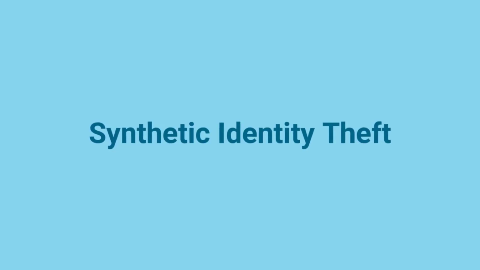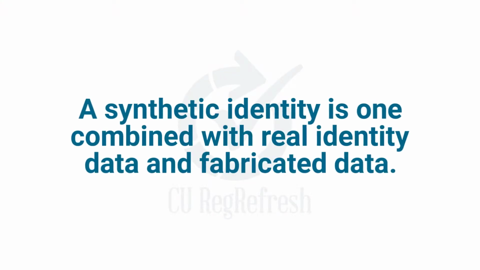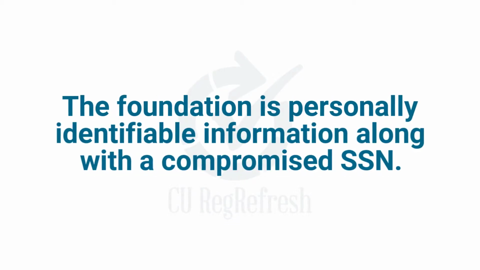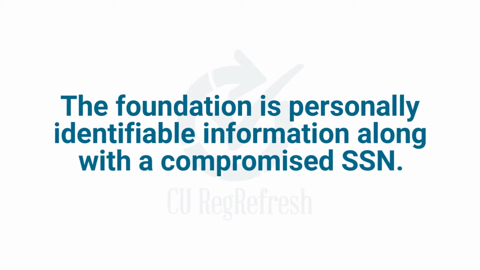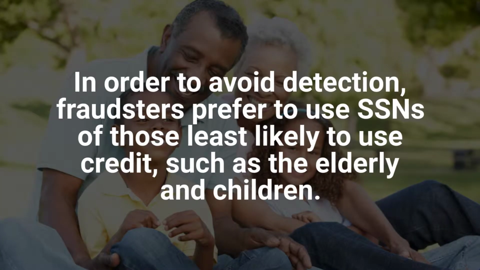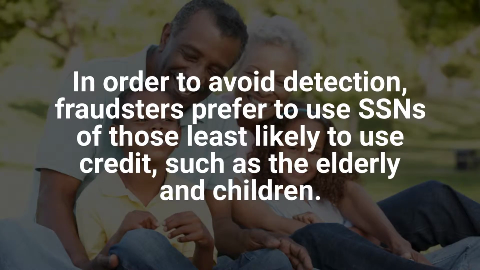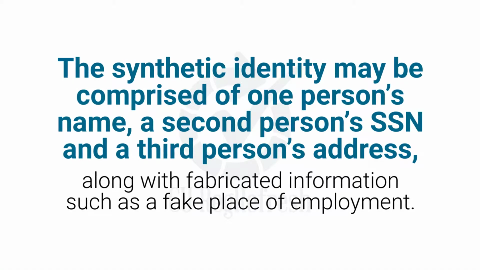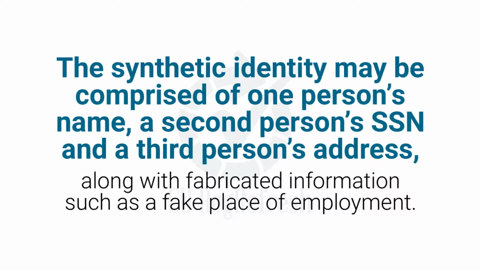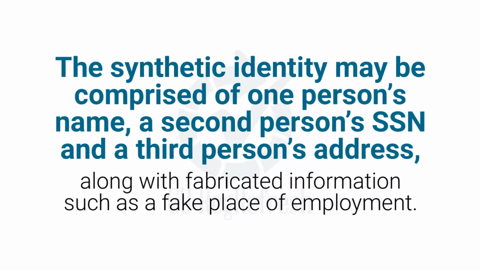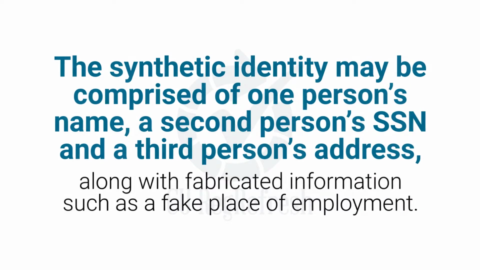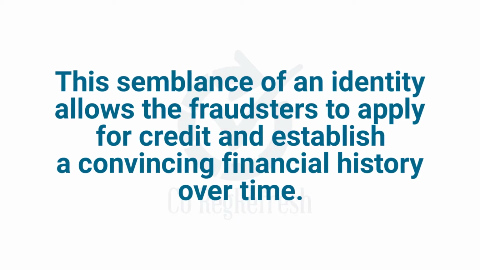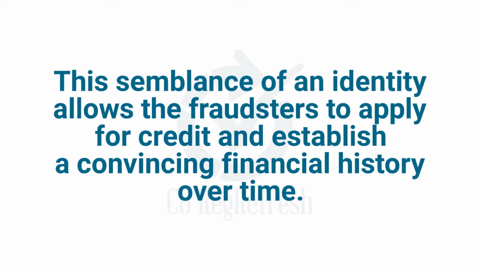Synthetic identity theft. A synthetic identity is one combined with real identity data and fabricated data. The foundation is personally identifiable information along with a compromised social security number. In order to avoid detection, fraudsters prefer to use SSNs of those least likely to use credit, such as the elderly and children. The synthetic identity may be comprised of one person's name, a second person's SSN, and a third person's address, along with fabricated information, such as a fake place of employment.